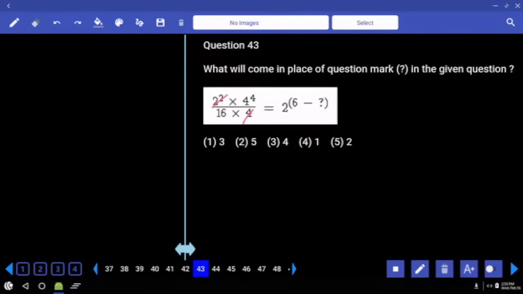4 and 2 square gets cancelled. 4 power 4 can be written as 16 square also. 16 square by 16, which is 16. 16 can be written as 2 to the power of 4. Exponents are equal. 6 minus x is equal to 4. x is equal to 2.